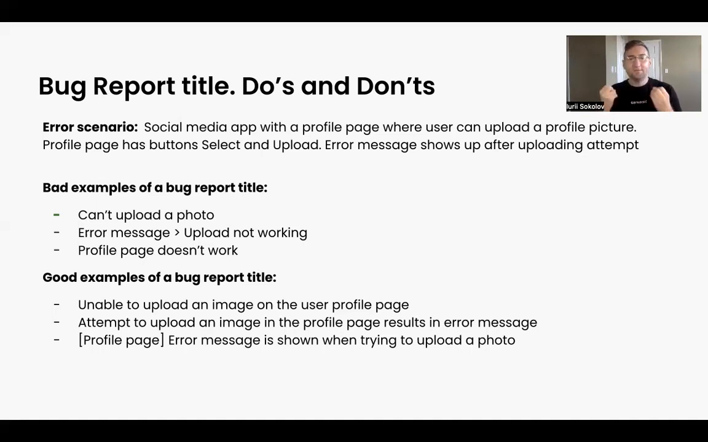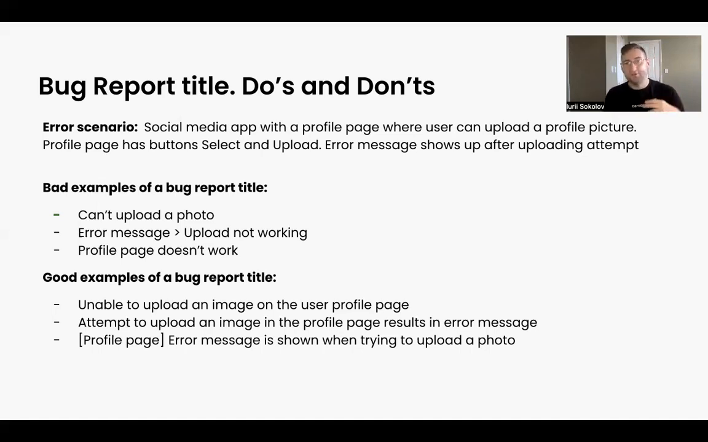So how can we follow the rule of 3Ws and create a bug report title that basically explains and provides all the necessary information to our engineers? Let's say, unable to upload an image on the user profile page. We explained what went wrong. We provided the location. Okay. Attempt to upload an image on the profile page results in error message.